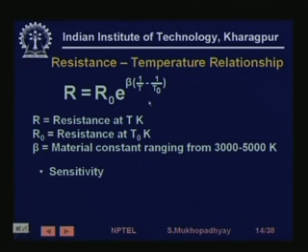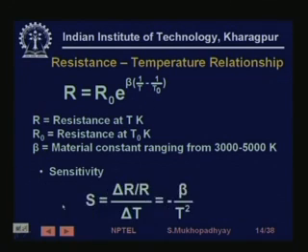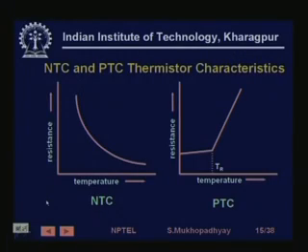If you differentiate this, that is find delta R by R divided by delta T, that is percentage change in the resistance for unit change in the temperature, you get this expression which shows that the sensitivity changes drastically with temperature. So at low temperature it has very high sensitivity which quickly comes down and becomes flat. So here you have the sensitivity characteristics shown.